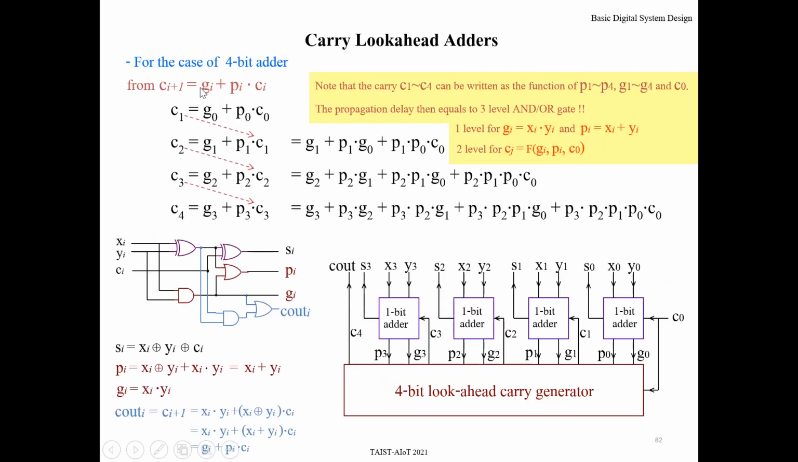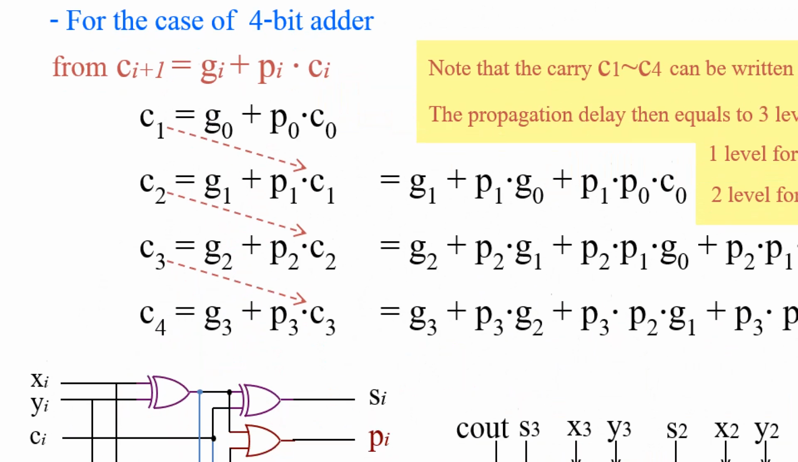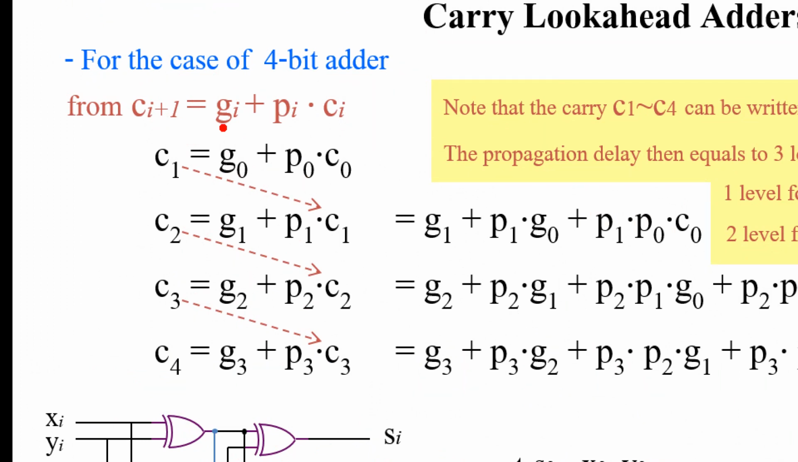So now carry out, or carry in of the next digit, Ci+1, equals Gi plus Pi and Ci. That means you can write this. If i is 0, C1 is equal to G0 plus P0 C0. If i is 1, then it becomes C2 equals G1 plus P1 C1, and so on.